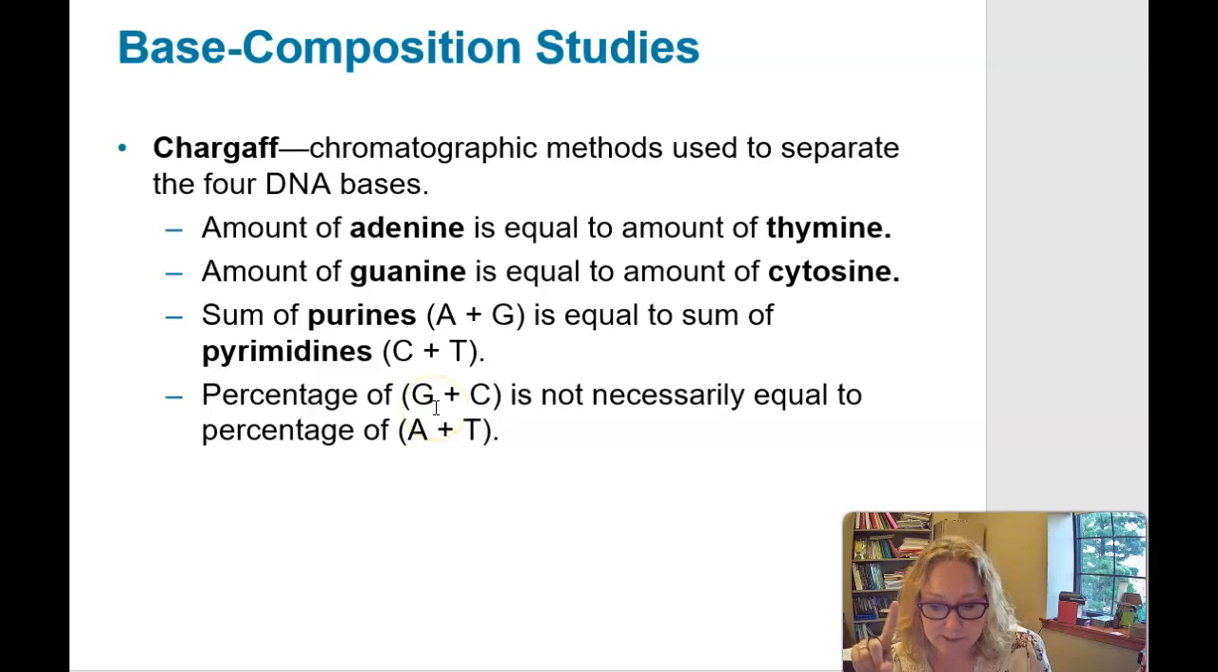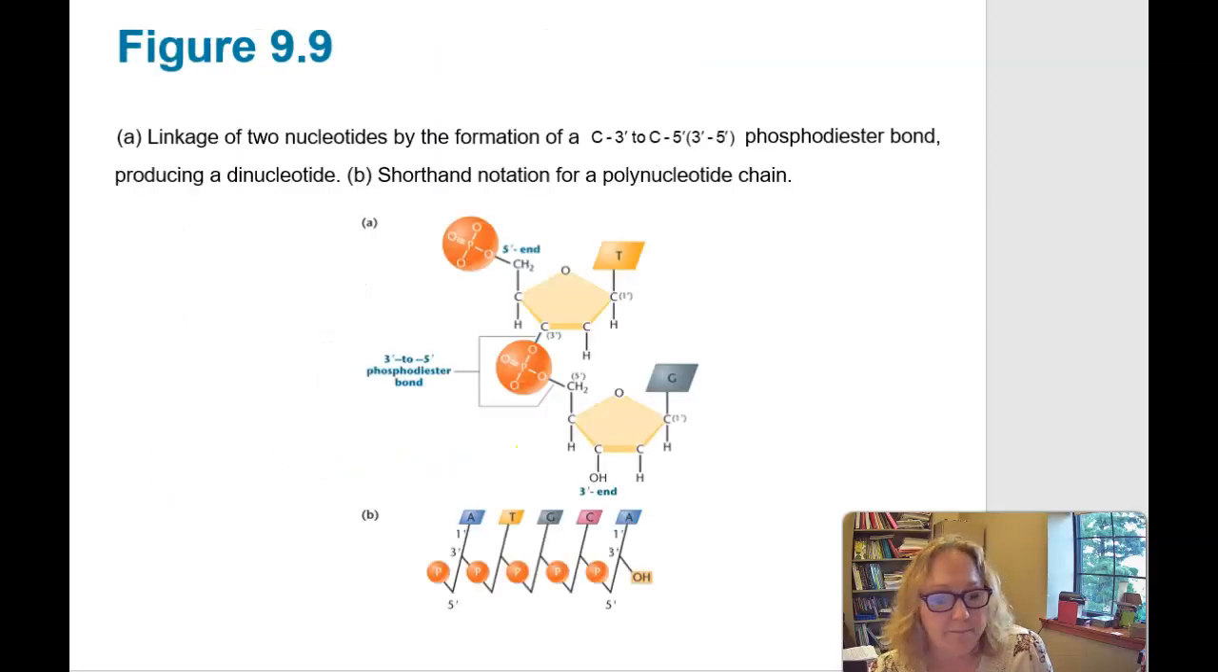So the percentage of C plus G is not always equal to A plus T. You can have 30-30, 40-40, but this always has to be equal. If you have, let's say, 60% CG, 40% AT, this has got to be 30-30, 20-20. Does that make sense? Okay.